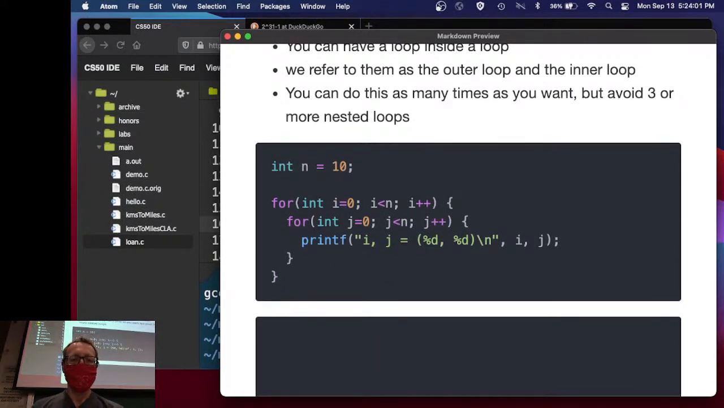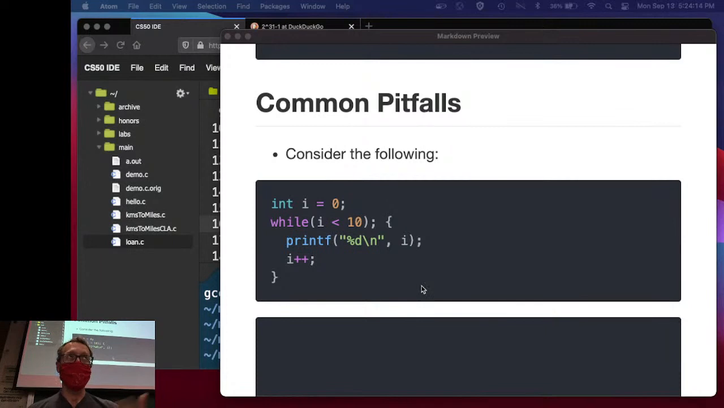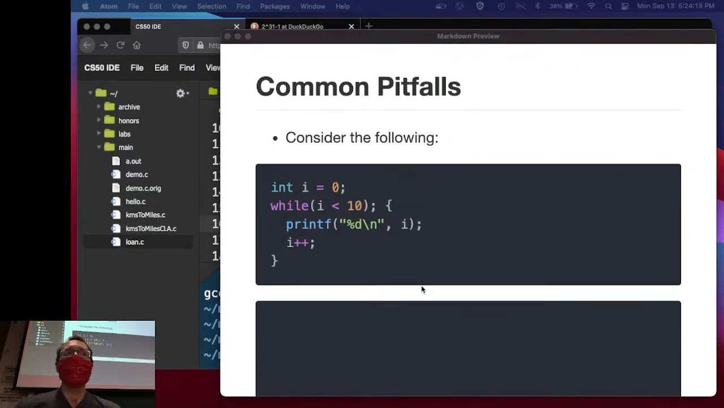Okay. What about some pitfalls? Just like with conditionals, we had some pitfalls with conditionals. We also have some pitfalls with loops. So take a look at that code and tell me what's wrong. Do you see anything wrong?